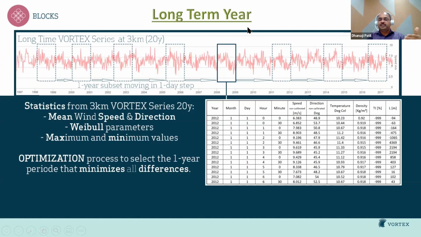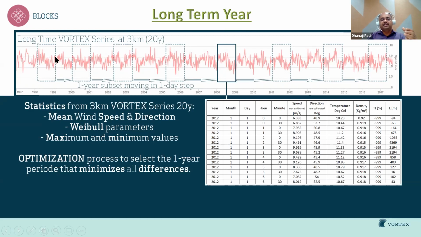Then there is the second option, which is mostly used by the wind analyst, the long-term year. As many of you already worked with LES, you might be aware of the long-term year. Suppose this is the long-term wind information available for this particular site from 97 to 2017. Then the tool will prepare several statistics for this long-term period, maybe mean speed, mean direction, the Weibull A and K parameters, minimum, maximum wind.